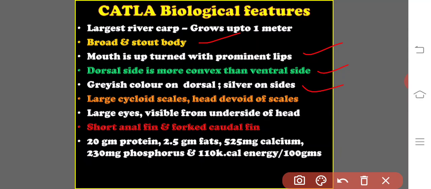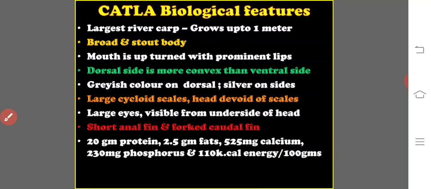And body is covered with cycloid scales. The head does not contain any kind of scales. Large eyes which are visible from the underside of the head. And short anal fin, forked caudal fin. And here the important feature is that 100 grams of meat of Catla fish consists of 20 grams of protein, 2.5 grams of fats, 525 milligrams of calcium, 230 milligrams of phosphorus, and 110 kilocalories of energy, along with other vitamins for 100 grams of Catla fish. So the same features are observed here.